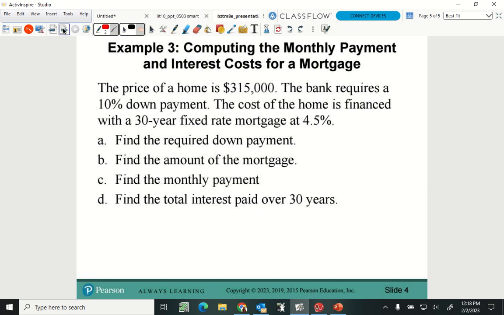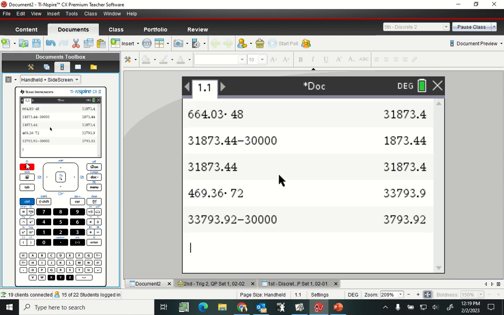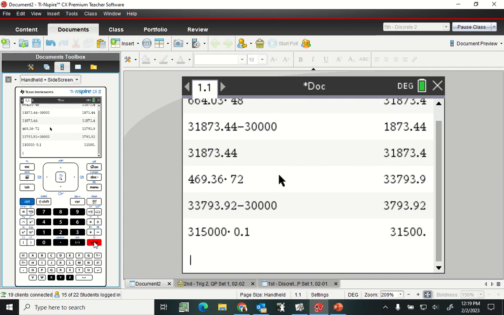So, am I going to borrow $315,000? No, because I'm making an original payment so I don't have to finance everything. That's the point about doing a down payment. So, let's figure that out. Down payment, go to my calculator. It is 315,000 times 10%. There you go.